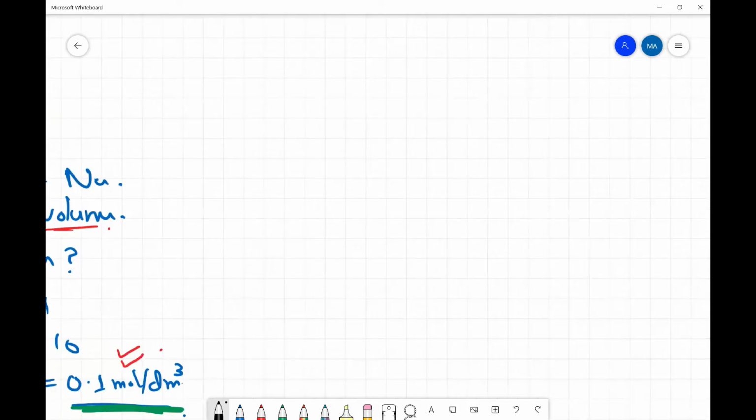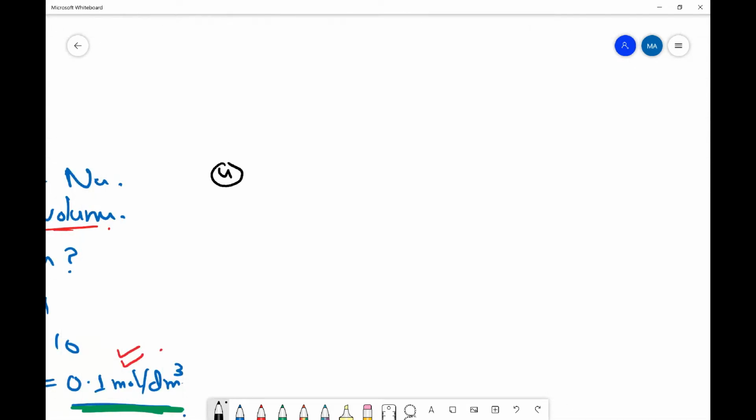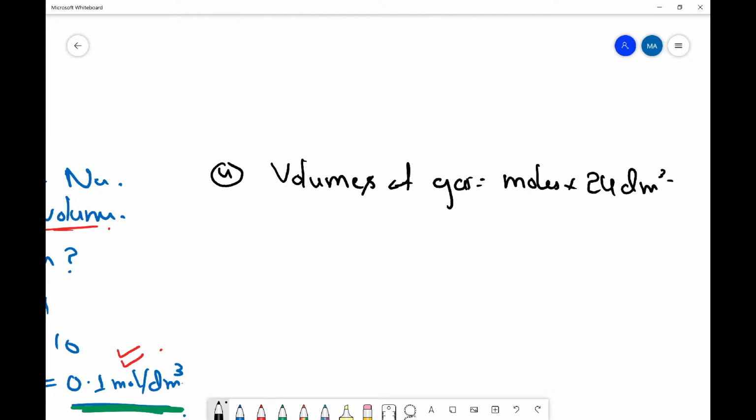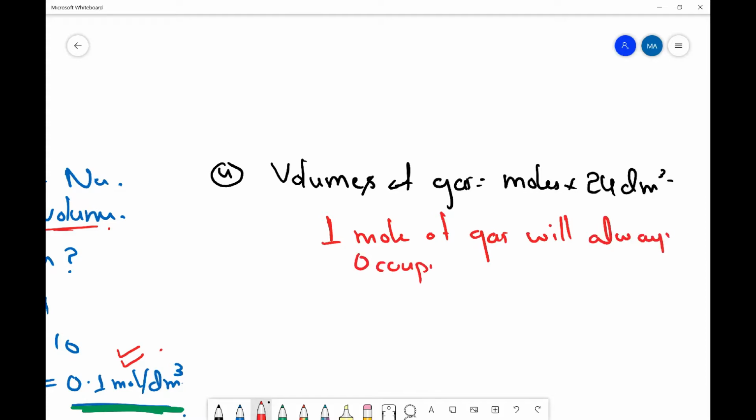Okay. So the fourth one here is the volume of gas. Now we're talking about the volumes specifically for the gases. Volume of gas is equal to moles times 24 dm cube. Why? Because 1 mole of gas occupies 24 dm cube volume. This is a statement, okay? 1 mole of gas will always occupy, you can write it down, 24 dm cube volume.